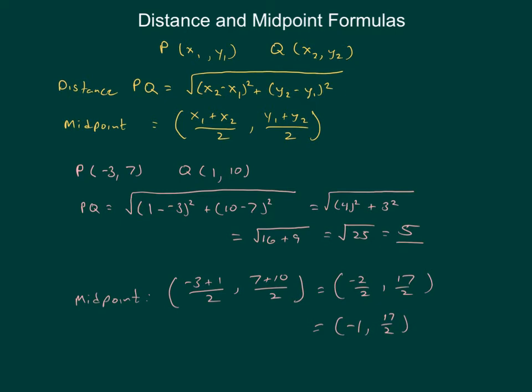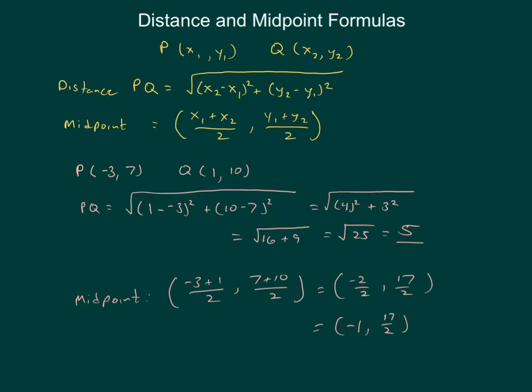In this case, I want to find the distance and midpoint between the point P, which is at (-3, 7), and the point Q, which is at (1, 10). Using the distance formula, PQ, the distance from P to Q, equals the square root of (1 minus -3) squared plus (10 minus 7) squared, which simplifies to 4 squared plus 3 squared. So I get the square root of 16 plus 9, which is the square root of 25, which equals 5.